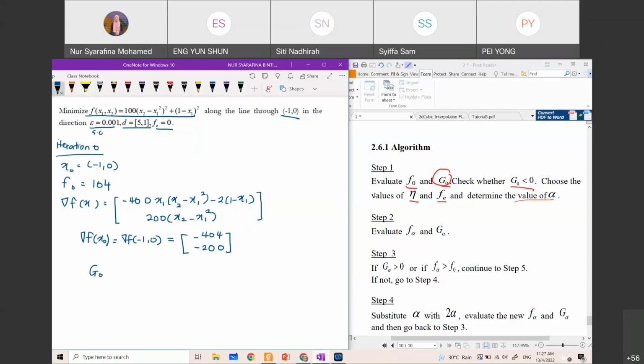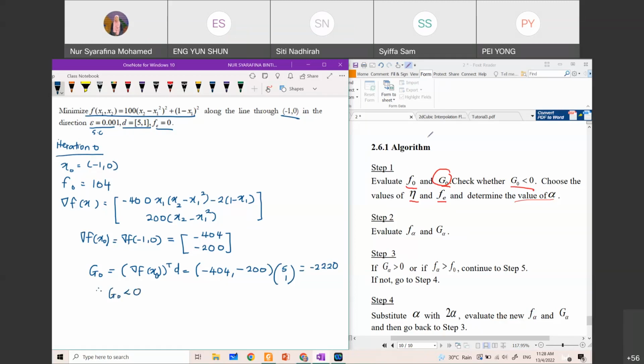So g0 is given by the gradient of f at x0 transposed times d. This one transposed becomes minus 404, minus 200, times d. d is the direction, 5, 1. So you will get your g0 as negative 2220. Check whether this is less than 0 or not. So this one, g0 is less than 0.